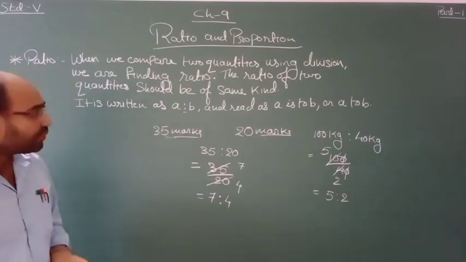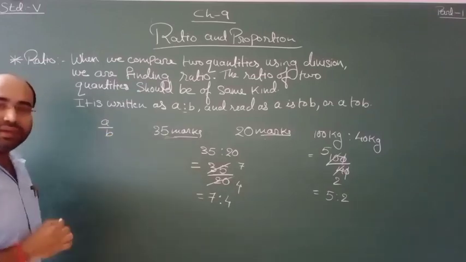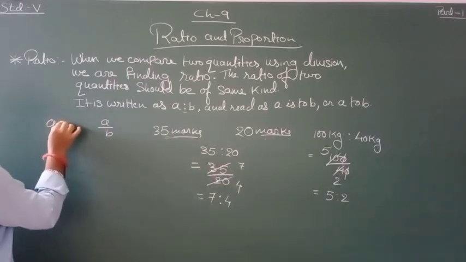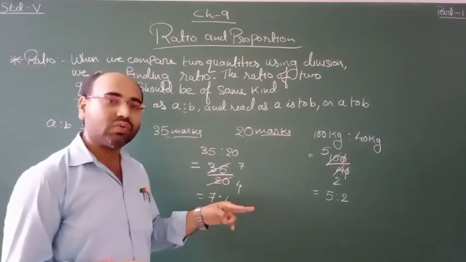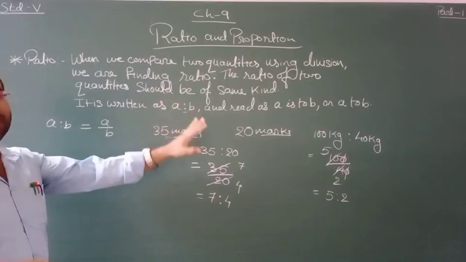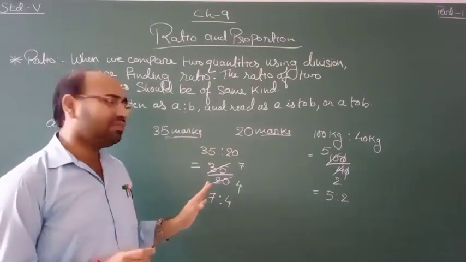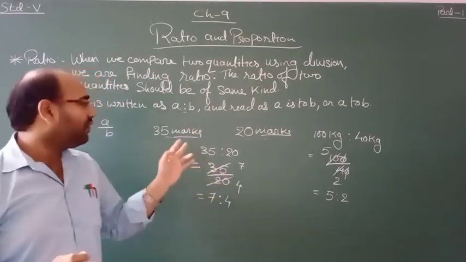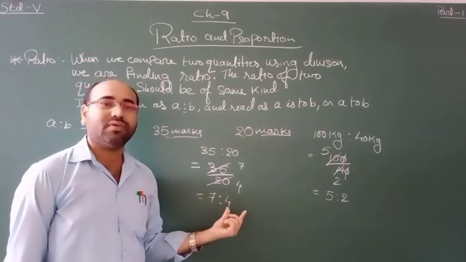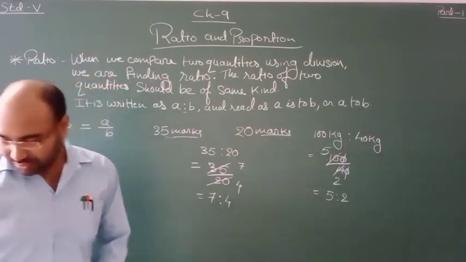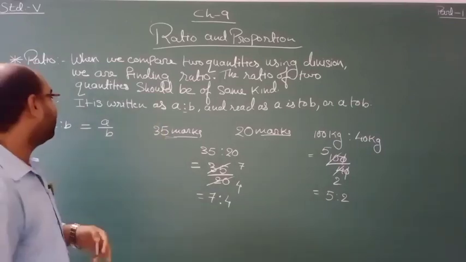So here also, A is to B can be written as A upon B, which is comparing two things. That is the concept of ratio in your chapter. It's very simple, कुछ भी hard नहीं है, we just have to compare two things, and whatever the answer is, it will be written again in the form of these two dots. So this definition and example you have to write down in your fair notebook.